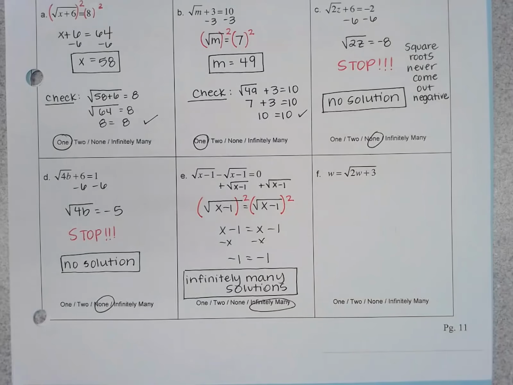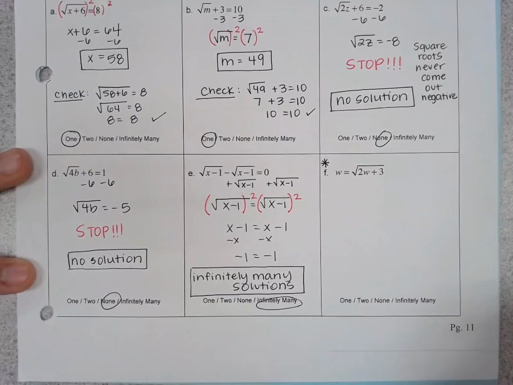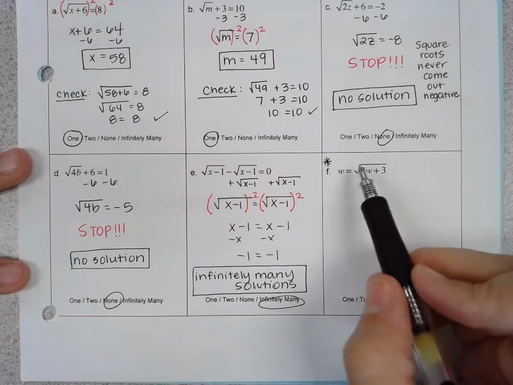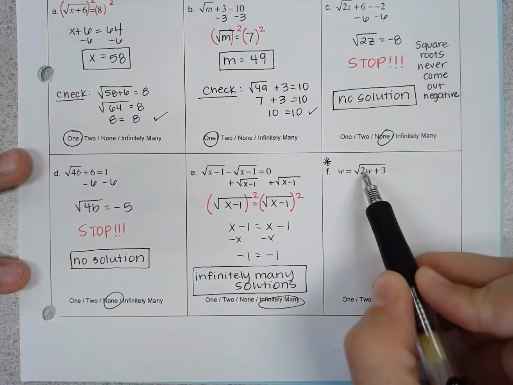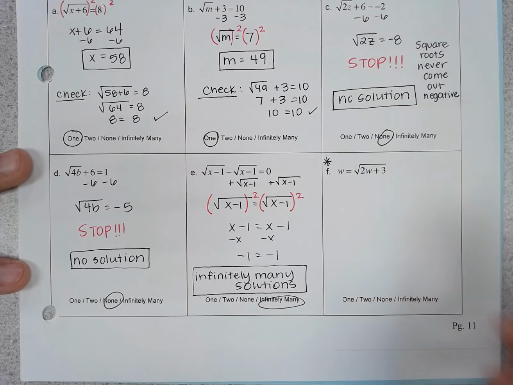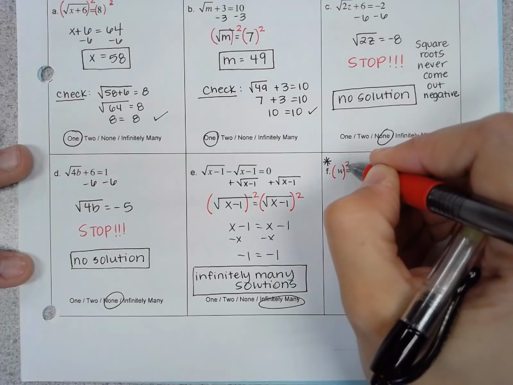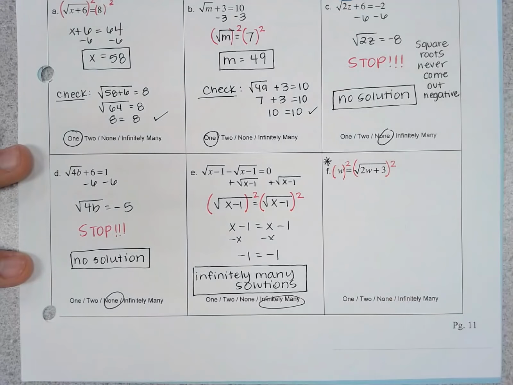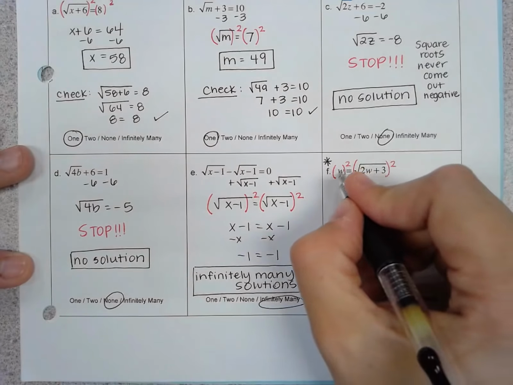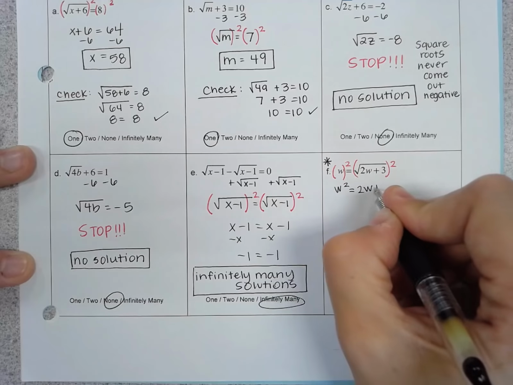The last one has kind of a special thing that happens. So you want to make sure that you pay extra special attention to this one because it's a little bit tricky. I have w equals the square root of 2w plus 3. So the part that's with the square root is all ready to go. I can't minus the 3 from both sides to start because the 3 is stuck underneath the square root. So I'm going to start by squaring both sides. W squared is equal to 2w plus 3.